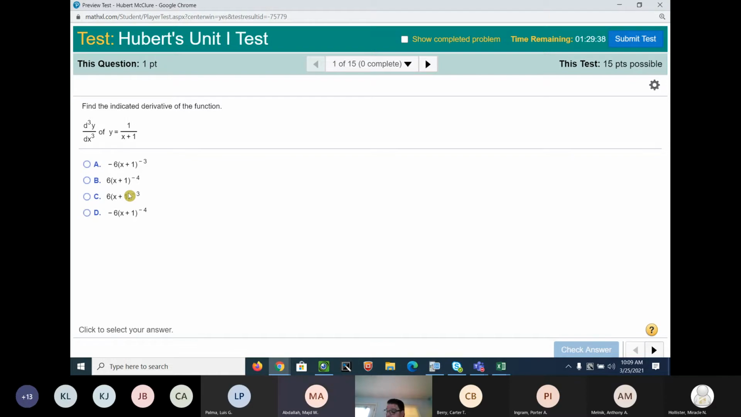Okay, so y is equal to 1 over x plus 1. First thing I'm going to do is rewrite it. Why am I going to rewrite it? Because it's a rational. So how am I going to rewrite it?